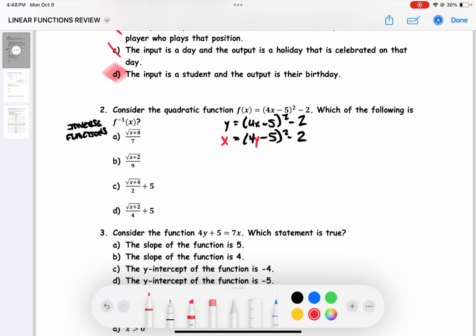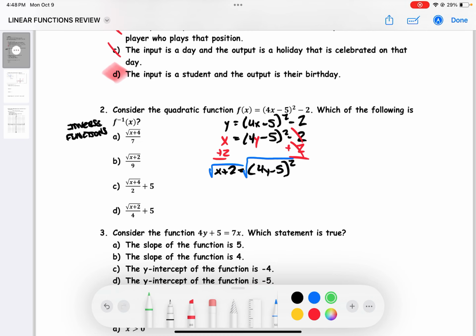I can't deal with the squared until its whole base is by itself in the equation. So this minus 2 on the end is my first plane of attack. I have to subtract 2, or I have to add 2, my apologies, to both sides. So x plus 2 equals 4y minus 5 squared. And now notice the base of this exponent is now by itself on the right-hand side. So now, and only now, do I get the liberty of taking the square root of both sides.